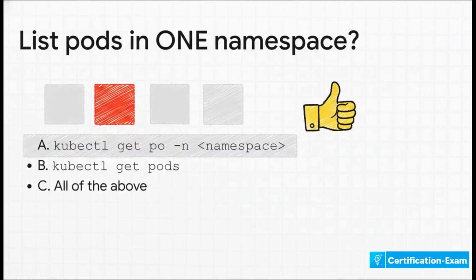Okay, last one for now. You need to list pods, but in just one specific namespace. The command line is waiting. The quickest way is A, using that -n flag. You starting to see the pattern here? It's all about instant recall and perfect execution.